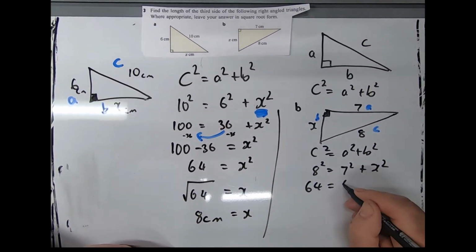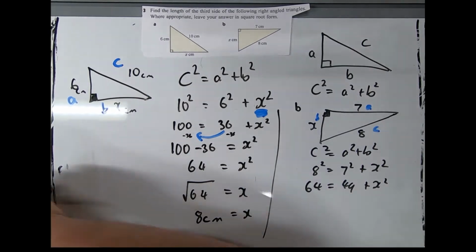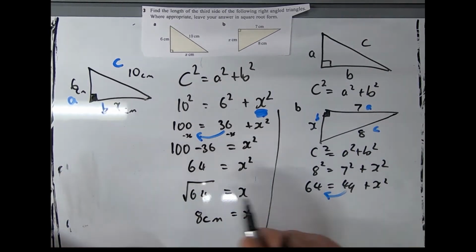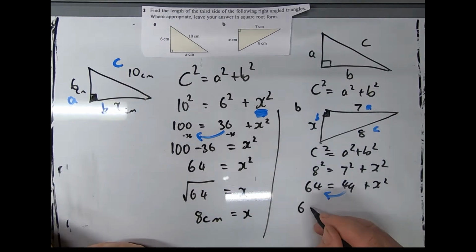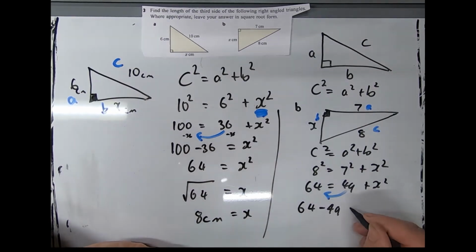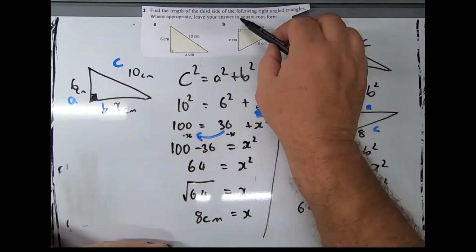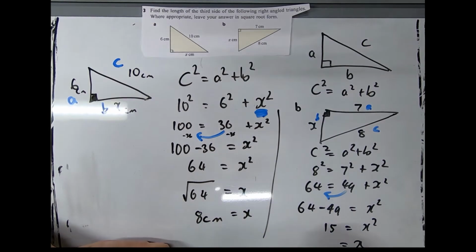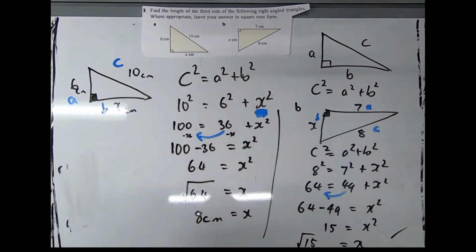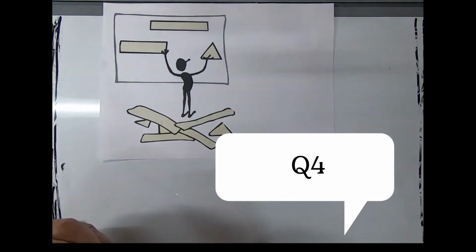8 squared is 64, 7 squared is 49. Here is x squared. I need this to move across to the other side. When I move it across, it becomes negative. 64 take 49 means maybe 15, I think. And for this question, leaving the square root form, it wanted my answer to look like this. Centimetres. Boom. Okay, keep working on that organisation.